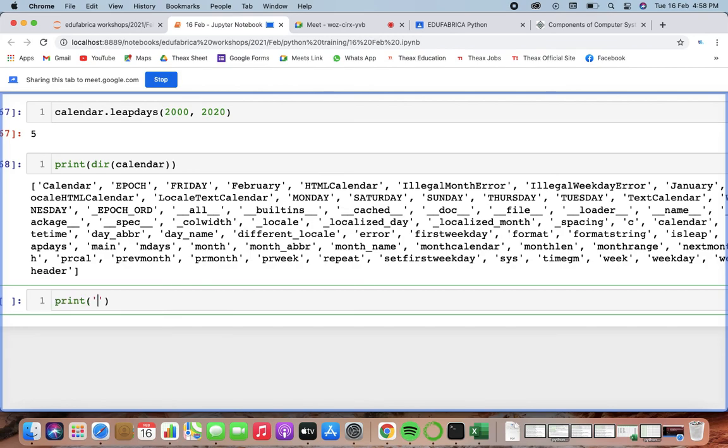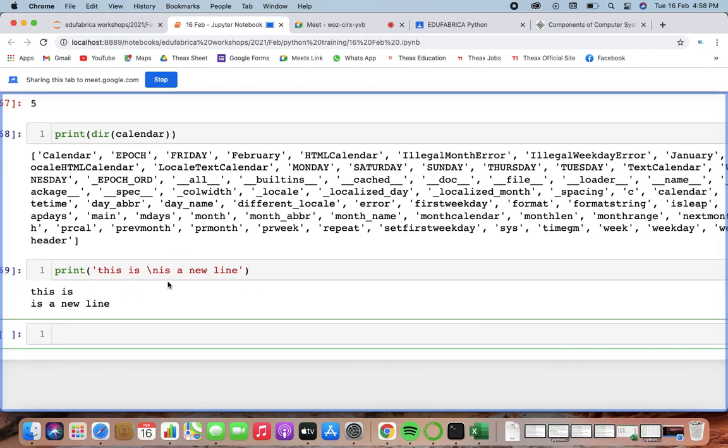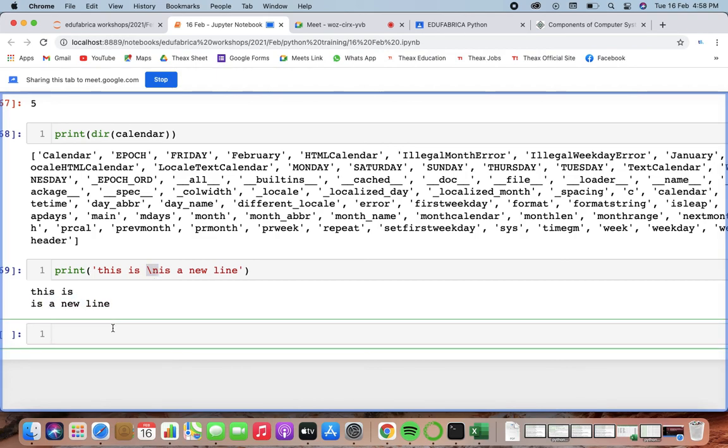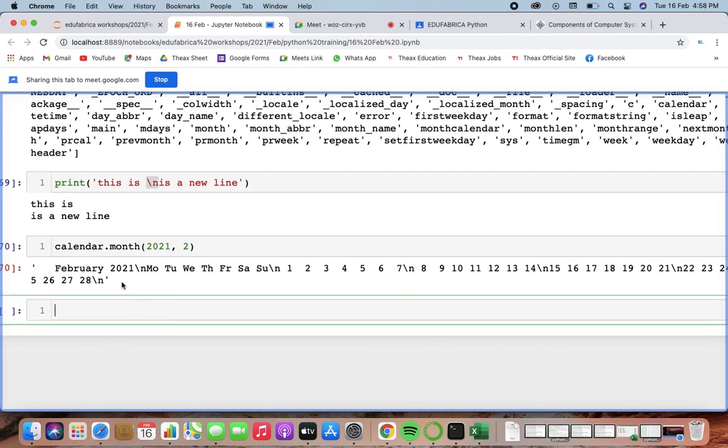Now here you have to use print, because your printing will be done inside the string format. If you don't use a string, you'll get a new line. Let's say if I use slash n, it is a new line. So slash n gives you a new line. So if you only print calendar dot month, let's say the year is 2021, printing it this way, what you see is February and all these things inside this.